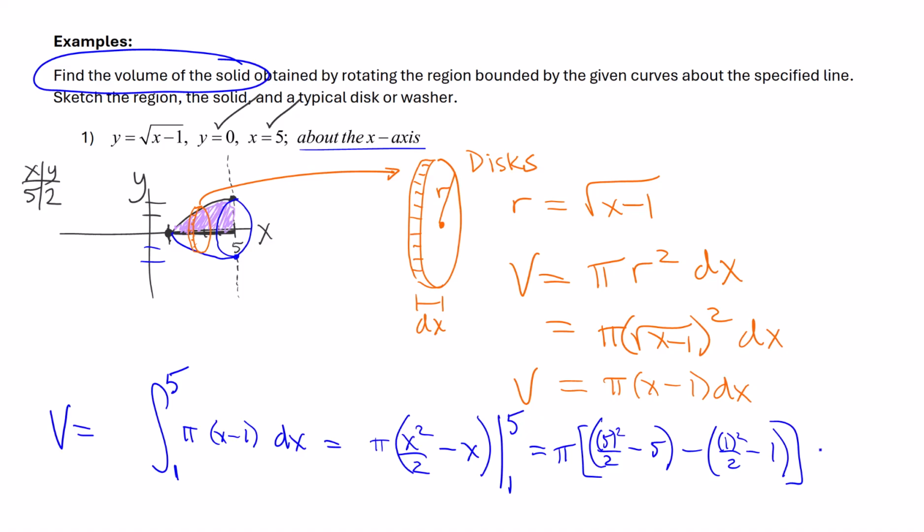You can check some of the arithmetic on this one, but it should come out to be 8 pi as our value. You can, again, just do the arithmetic to check it, but I believe that's what it should be. You could even check it on a calculator, but you'll have to get an approximate value for pi.